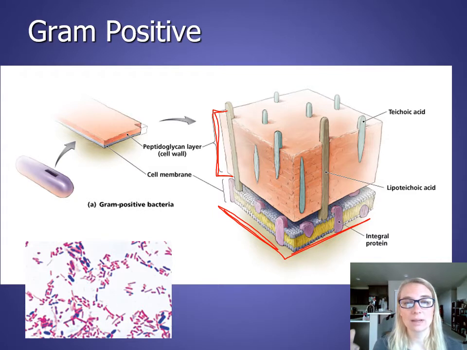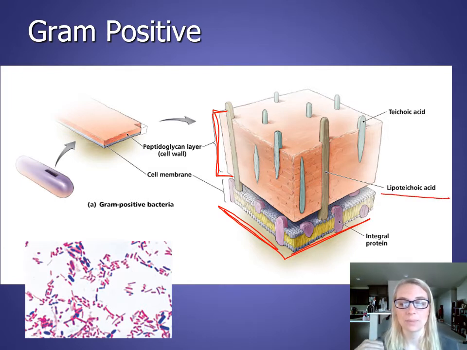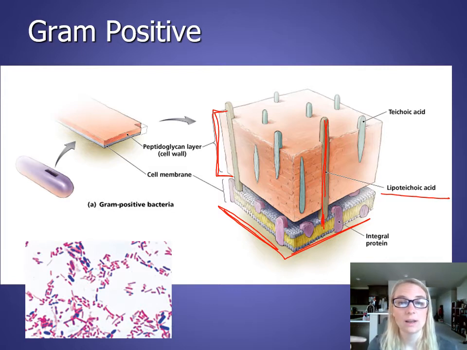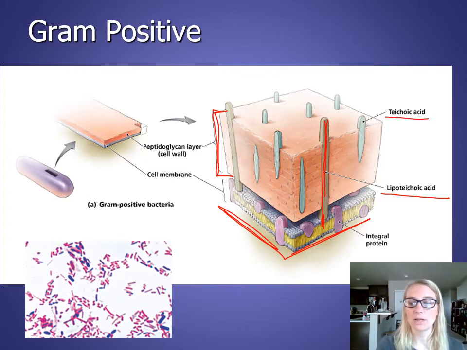To hold that big, thick layer of peptidoglycan in the cell wall to the cell itself, we have these large proteins called lipoteichoic acids. That's this big green thing here. It travels all the way through the thick peptidoglycan, and then it anchors itself into the hydrophobic region of your plasma membrane. And then we have what are just called teichoic acids. These don't go all the way down into the lipid bilayer. They just help to stabilize and give some structural support to that peptidoglycan.